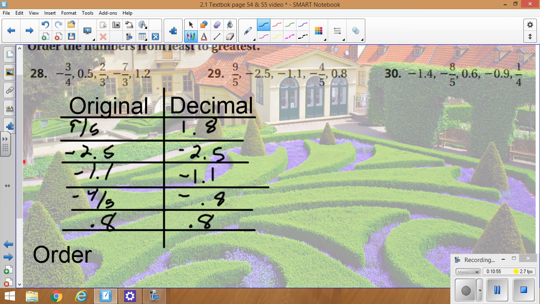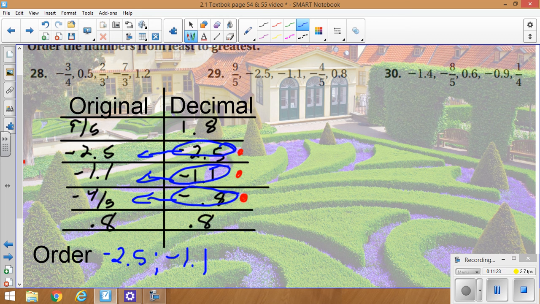Okay, so now what we're going to do, just like before, is target all the negatives. So I have 3 negatives here. And I want to take a look at the number furthest away from 0. So that would be negative 2.5. And then negative 1.1. And then negative 8/10, which is originally negative 4 over 5.